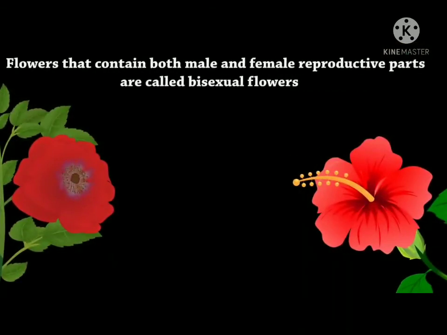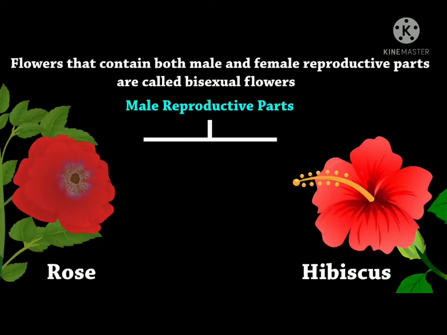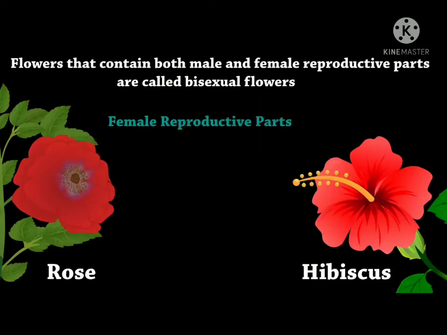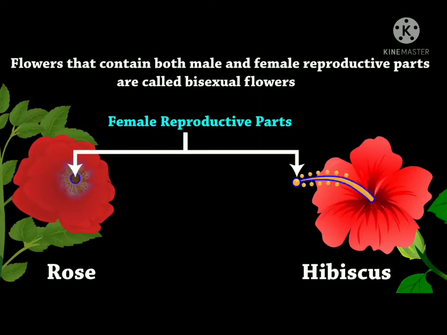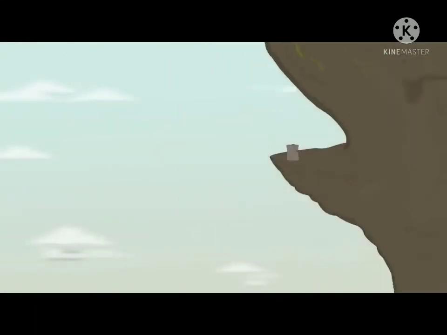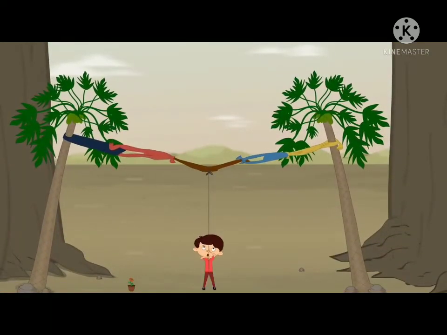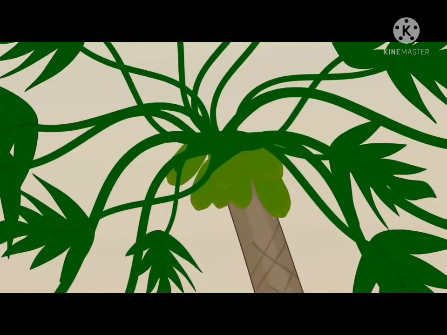If a flower contains both parts, male and female, in the same flower, those flowers are said to be bisexual flowers. Examples are hibiscus, that is China rose, and the simple rose. The parts present at the periphery are the male parts, and the parts present at the center are called the female parts. These male and female parts are necessary for the formation of new plants.